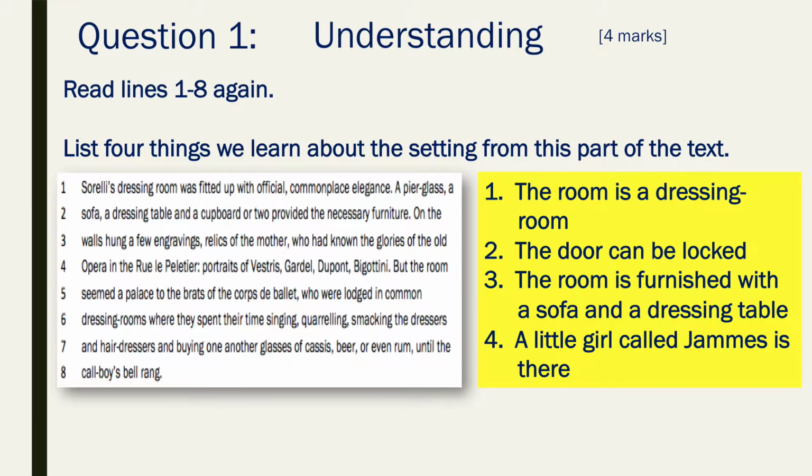Question 1 asks you to read lines 1 to 8 and then list 4 things we learn about the setting from this part of the text. There's a few answers on the screen there to get you started. I've included the answers this week on this slide just to show you how relatively straightforward and simple this is. We're not looking for any secret inferred meaning at this stage necessarily. You can be quite obvious in your answers and just basically draw from what the author is saying.